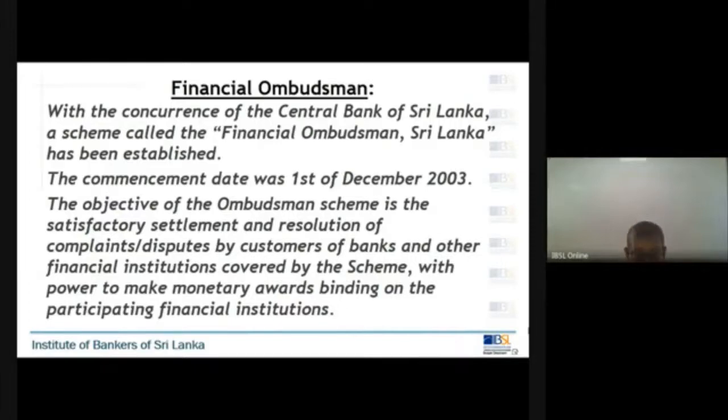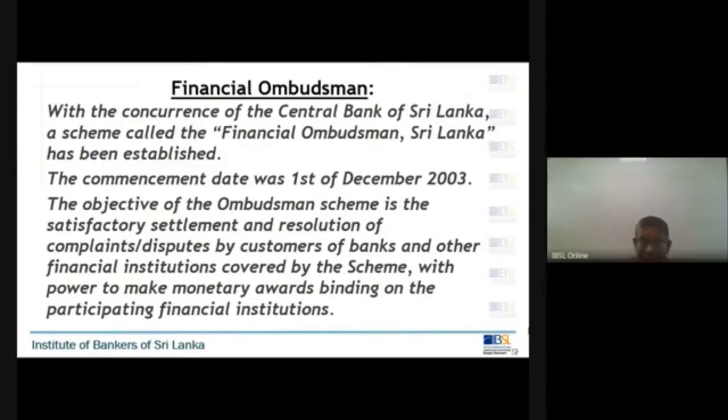That is why the objective of the ombudsman scheme is satisfactory settlement and resolution of complaints or disputes by customers of banks and other financial institutions covered under this scheme. So from this slide, you need to know the objective of the ombudsman scheme. That's the area you need to learn. Satisfactory settlements and resolutions of complaints or disputes by customers of banks and other financial institutions covered by the scheme. That is the objective of the financial ombudsman.